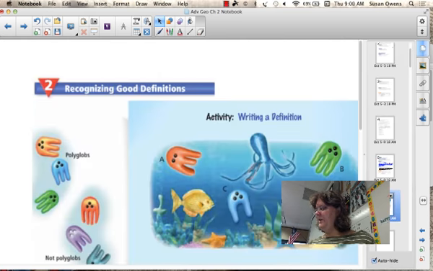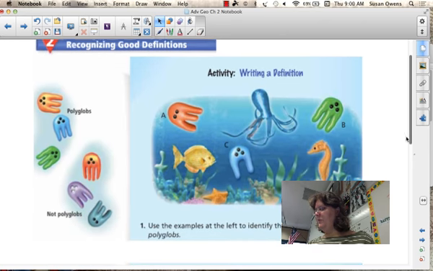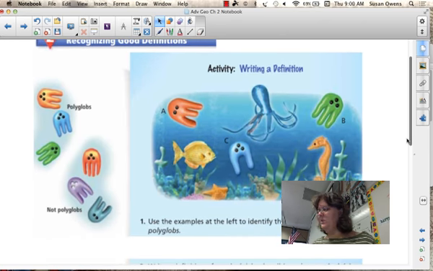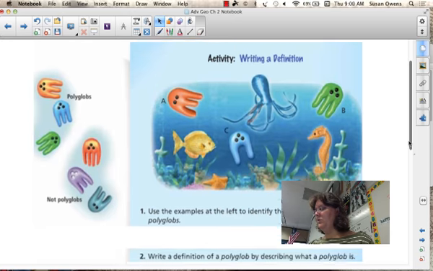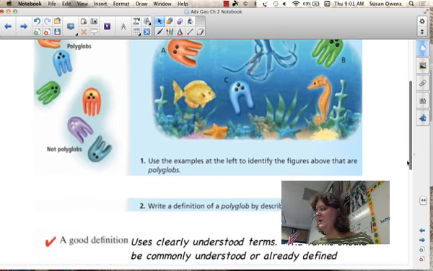Okay. The next problem we're actually going to go over in class, but I want you to take a look at it. What they do is it's a cute little activity. They show you what a polyglob is. Polyglobs are not actually anything, but they want you to take a look at the pictures they have of polyglobs and the pictures they have of things that are not polyglobs. And they want you to first identify all of the polyglobs that are in the picture. And then they want you to come up with a good definition of what a polyglob is. Okay, and we'll try this one and we'll go over it when we get to class.